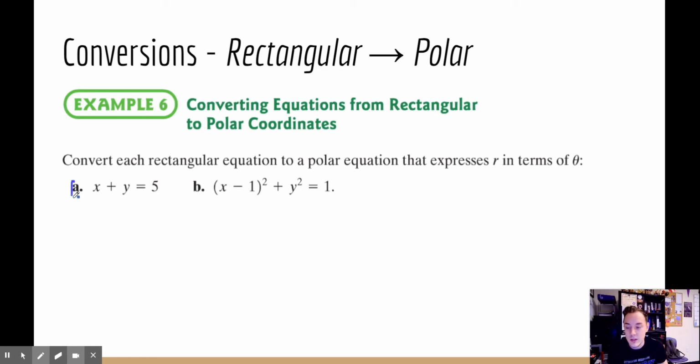So A, let's go to A first, x plus y equals 5. Ready? I want to basically just substitute these things. And there's a couple ways that I can actually do this, to be honest. It really does not matter one way or another. Okay, I see x and I see y. I know at the very beginning my x equals r times cosine of theta, and then y equals r times sine of theta. So at the very beginning, I know that those are the two I'm working with primarily.